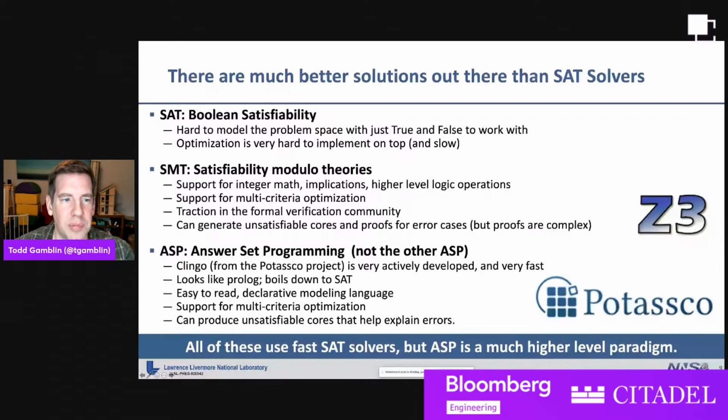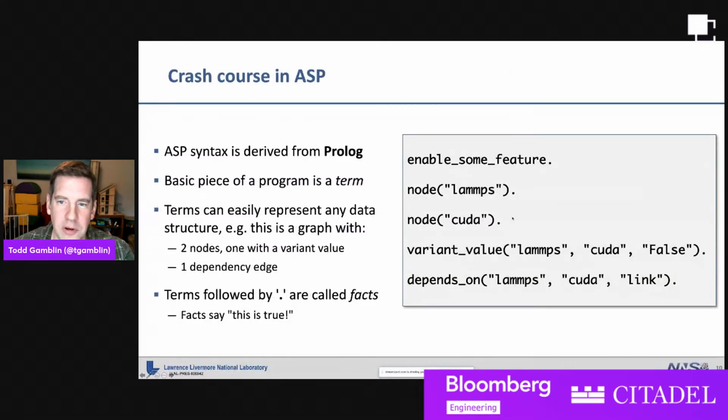The syntax looks a lot like Prolog. You have terms in your program that look like this. So "enable_some_feature." says enable some feature is true. "node(lamps)" says, hey, there's a node called lamps in your model. "node(CUDA)" says there's a node called CUDA. "variant_value(lamps, CUDA, false)" says the CUDA variant on the lamps package is set to false.